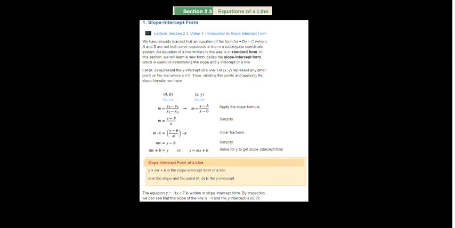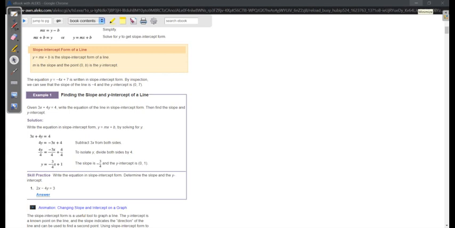So looking at the equation y is equal to negative 4x plus 7, it's written in slope-intercept form. We see that the number in front of the x, negative 4, that is the slope. And the number all by its lonesome over here, 7, that is the y-intercept. It's literally that simple. And of course, we'll see just how simple that might be with this example here.